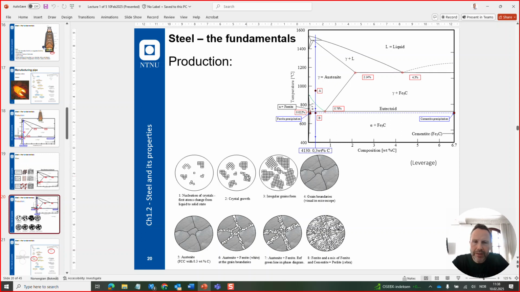More atoms are changing, but they like to attach themselves to other atoms in the solid state. And we see clearly how they grow into irregular grains. As we have come down to, say, 1400 degrees, we have a complete solidified state. No more liquid exists.